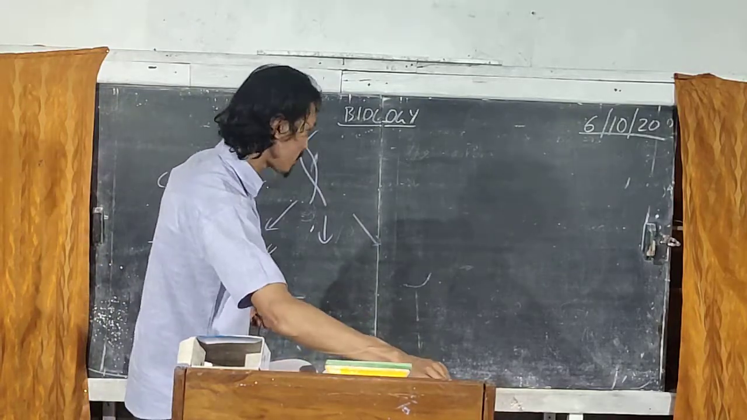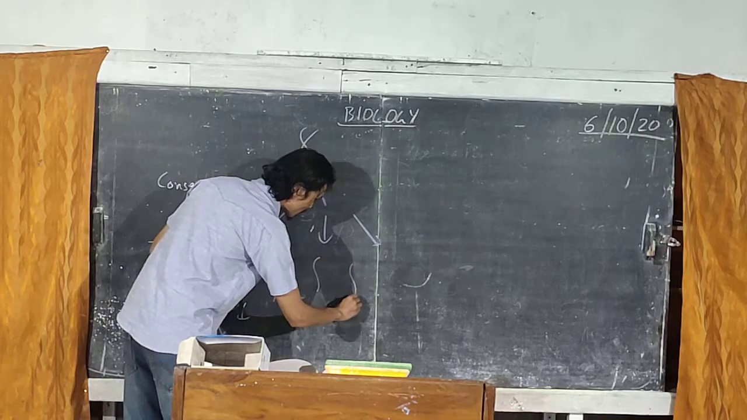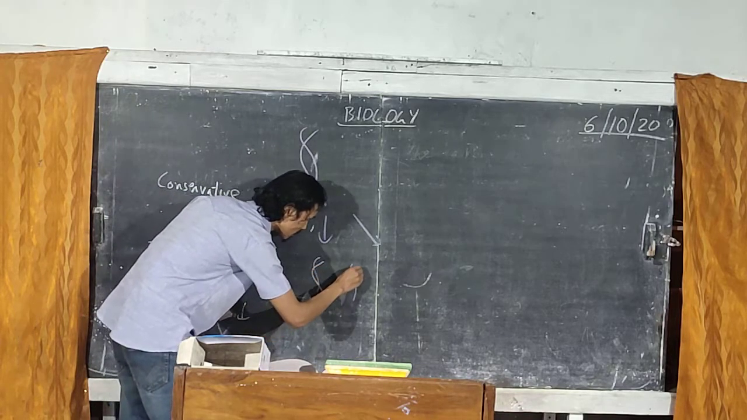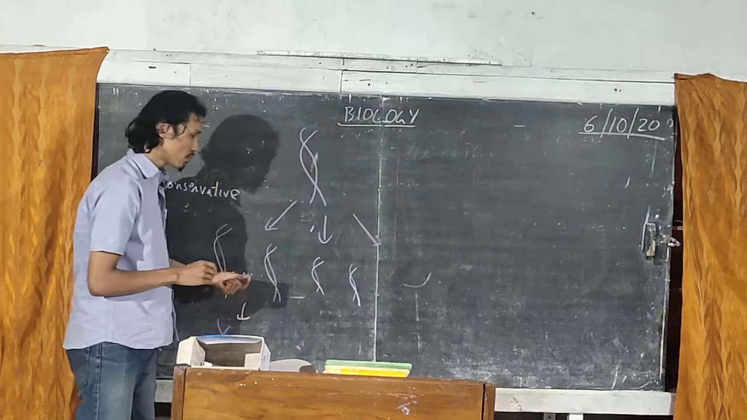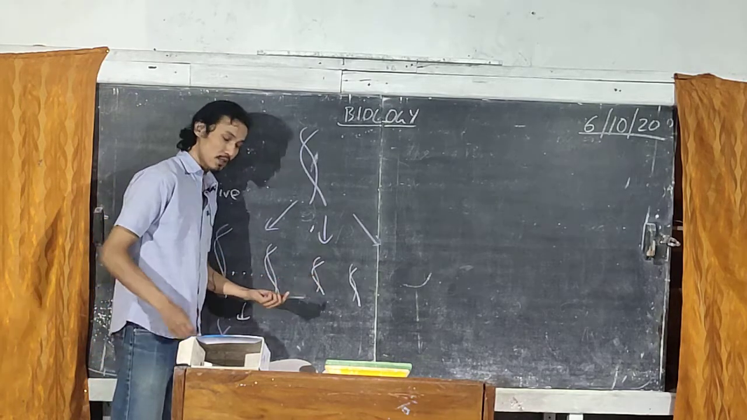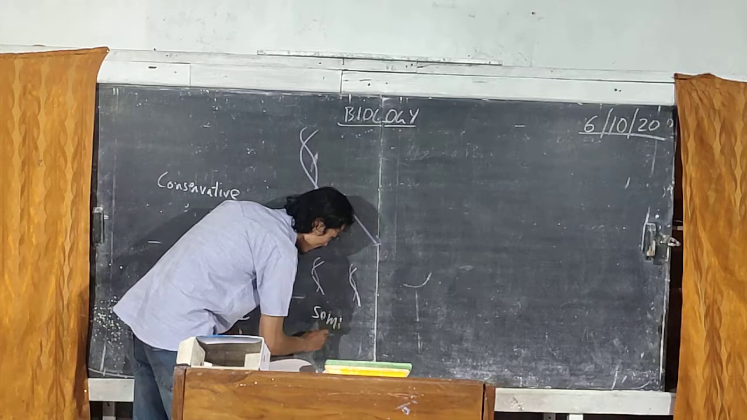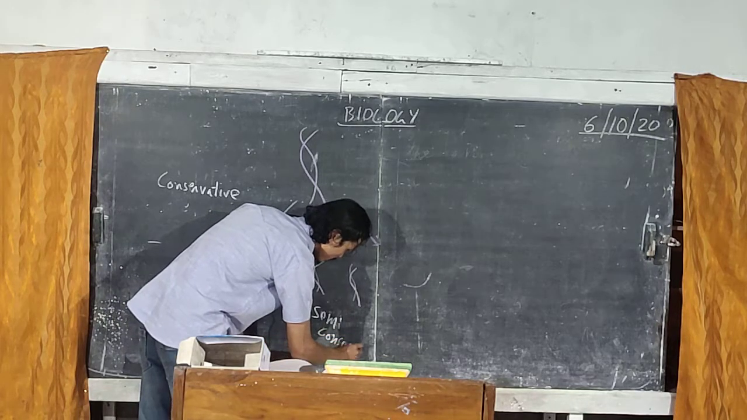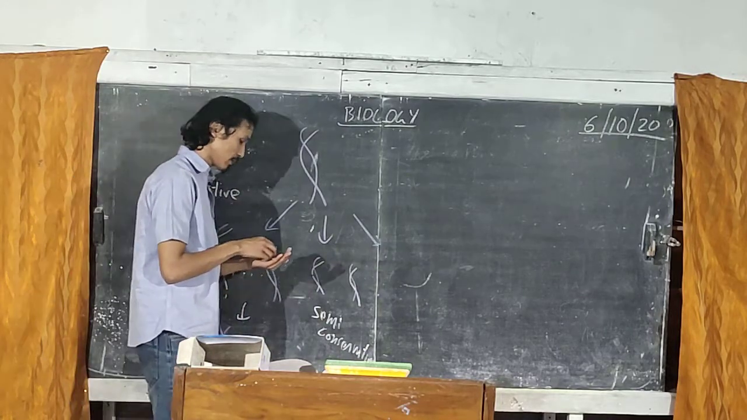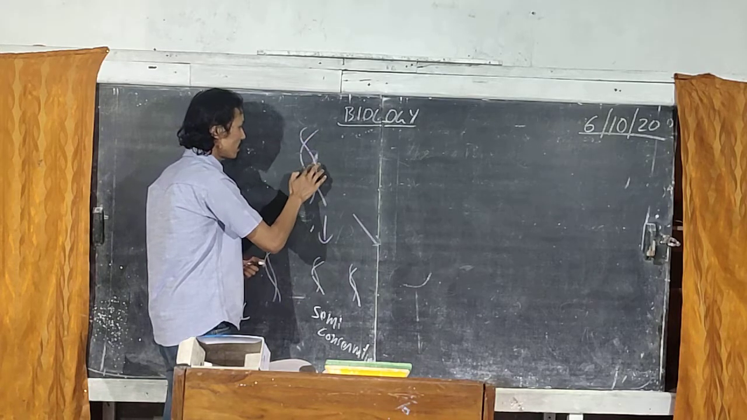The other is semi-conservative replication. In semi-conservative replication, both the DNA strands separate and each synthesizes a new DNA strand. So this new DNA has one parental strand and one newly synthesized strand. Such a type of replication is called semi-conservative replication.